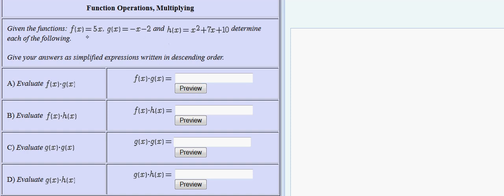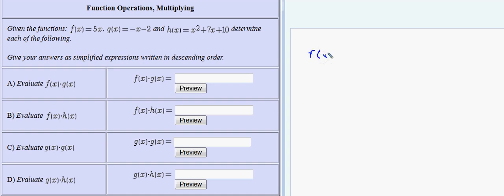In this problem, we're given three equations, f of x, g of x, and h of x, and we're asked to multiply different pairs of them. So, for example, the first question we are to find is the product of f of x and g of x. So I'm going to copy the problem down over here.